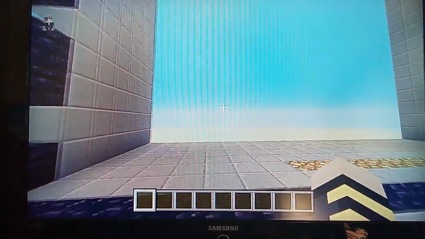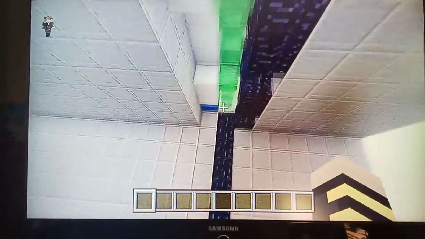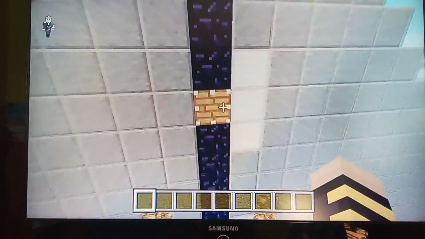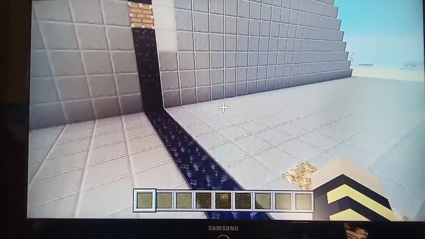Alright, so first of all, the door is not seamless, especially on this side. It's really ugly. But on this side it is a little less ugly. These pistons are necessary and we will find out why later.